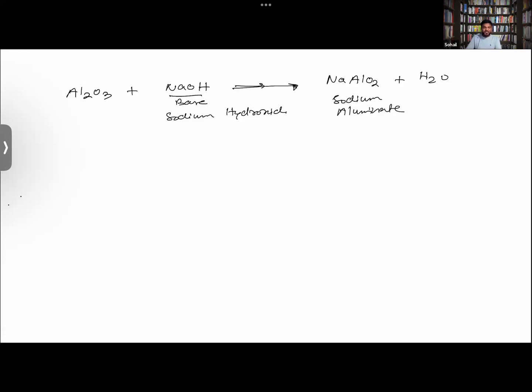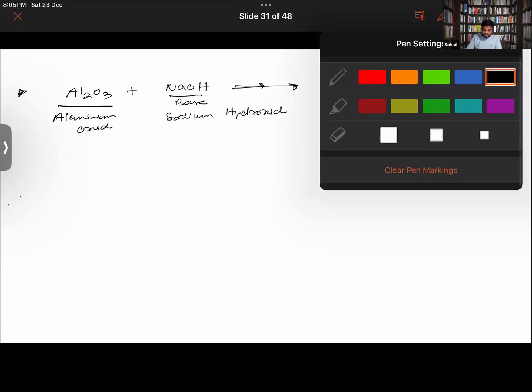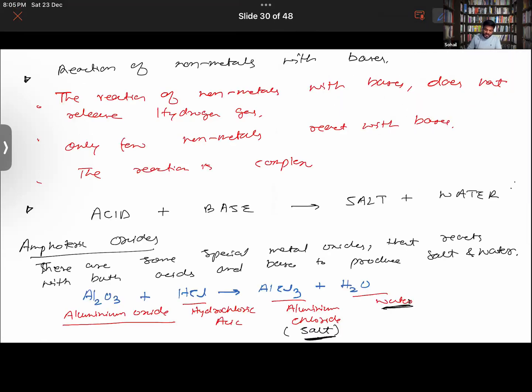Sodium aluminate, and sodium aluminate is a salt. ये एक salt है, and that there you have water. Aluminium oxide. So here we got to see that the aluminum oxide, which is a metal oxide, actually aluminum metal hai.